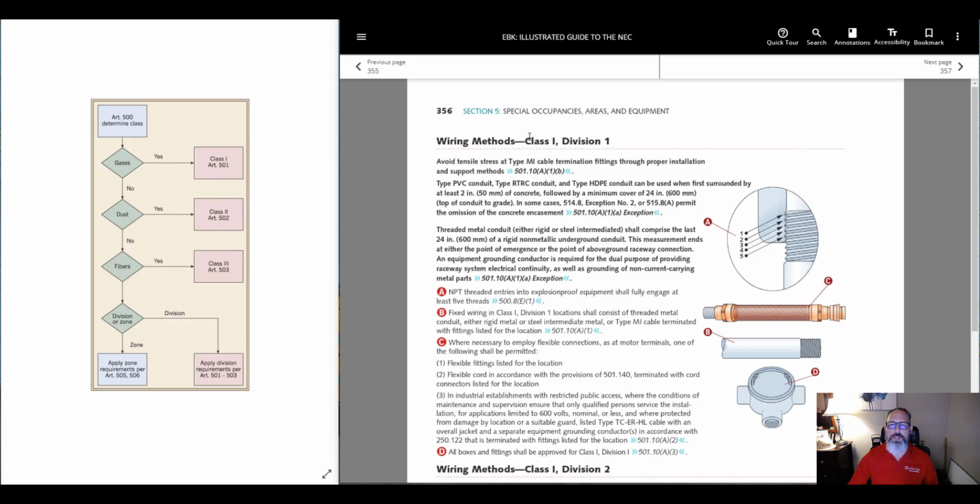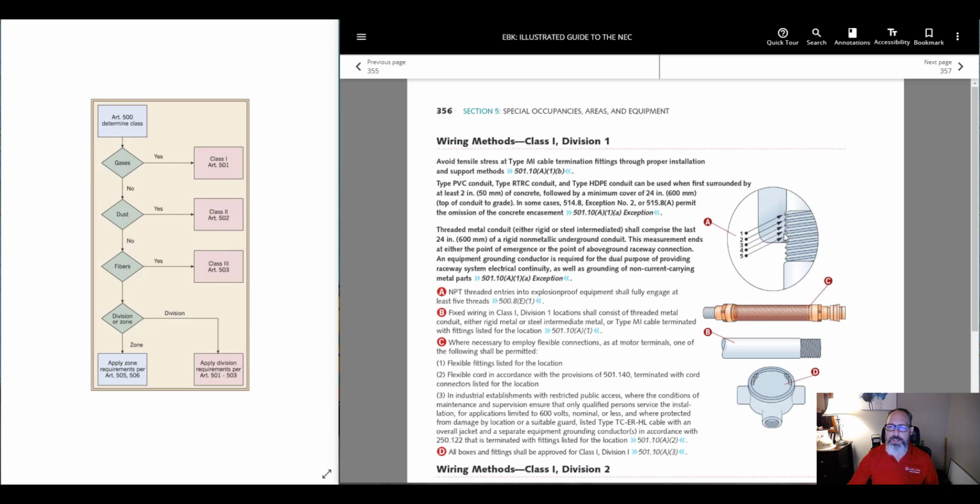It's important to note that when you're in a Class 1 Division 1, the requirement is that you have 5 threads that are fully engaged into the hub. And the reason for this, going back to what I had shared towards the beginning, is if there was an explosion in this pipe, the gases would have a sufficient surface area to cool before they escaped out of the threads. So it's really important that we have that 5 threads of engagement into the box or into the hub.